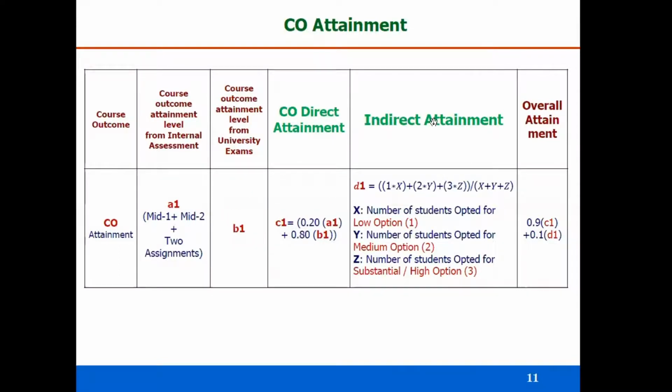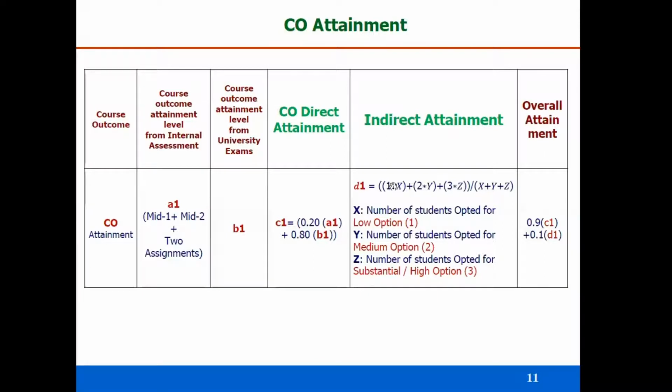Then coming to indirect attainment. How to compute indirect attainment? Indirect attainment contains students' responses based on the feedback. For every CO, students may answer with level combinations of 1, 2, 3. The formula is defined based on those levels. The formula is equal to, let us assume it as D1, 1 into X plus 2 into Y plus 3 into Z, whole divided by X plus Y plus Z, where 1, 2, 3 are the levels. For every CO, we have levels which are a combination of 1, 2, 3.